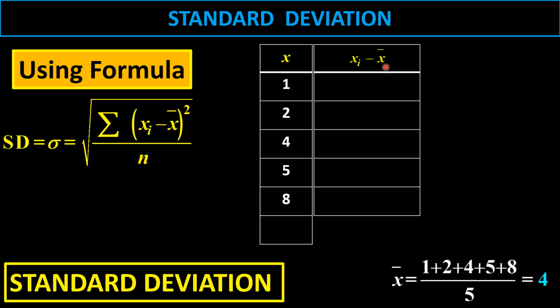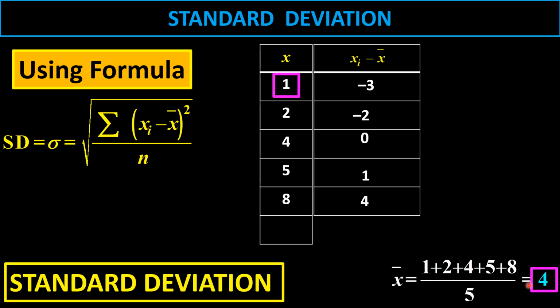Okay, now once we have the mean, we have to find the difference. So I have to take 1 minus the mean. So it's 1 subtract 4. Then the next one is 2 subtract 4. 4 subtract 4. 5 subtract the mean. 8 subtract the mean. And if we do those calculations, there we get -3, -2, 0, 1, and 4.